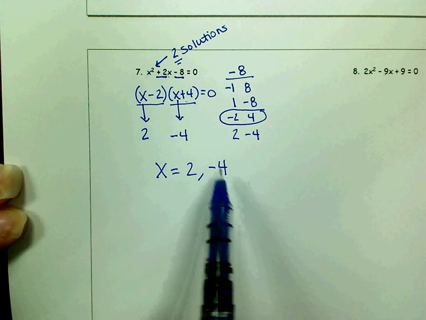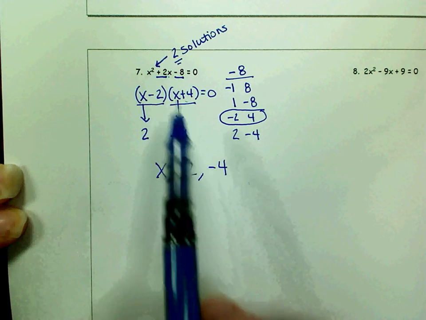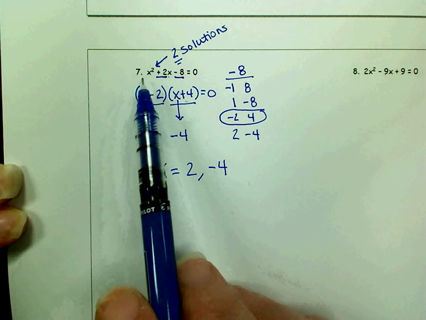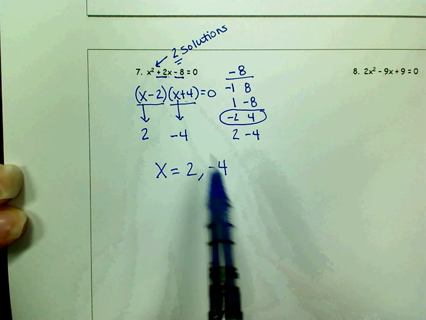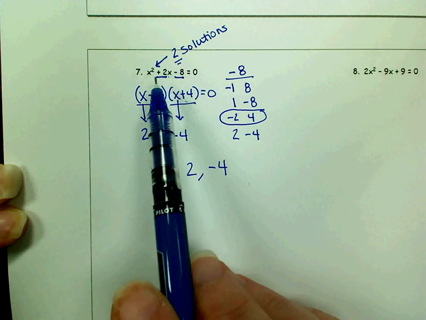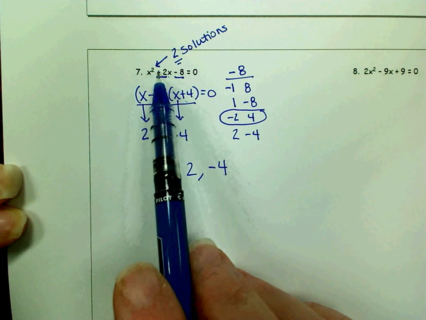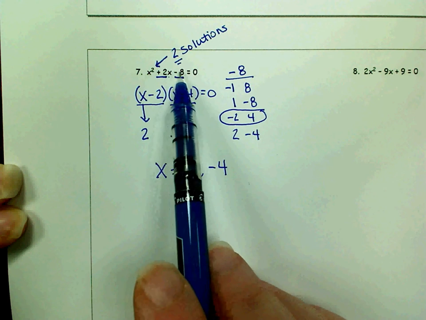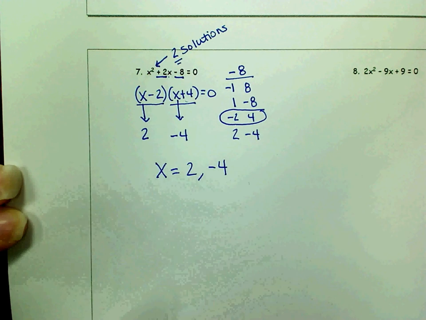You could do the same thing with your -4. But remember, when you square -4, -4 times -4 is 16. The -4 times the 2 is a -8. So you have 16 minus 8, which is 8. Minus 8 is 0. So both of those work in our quadratic.